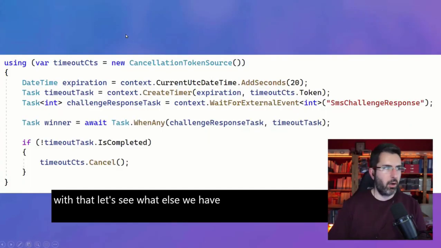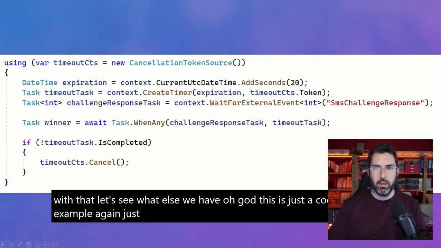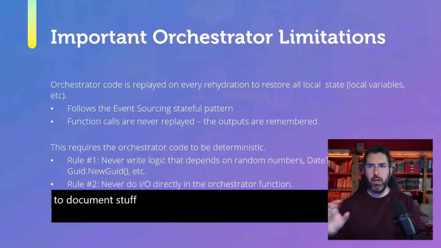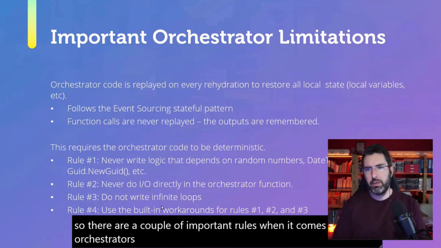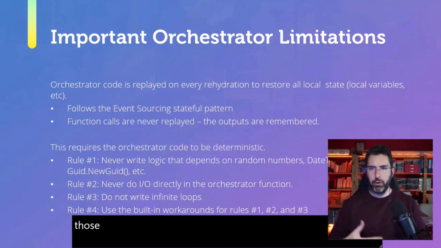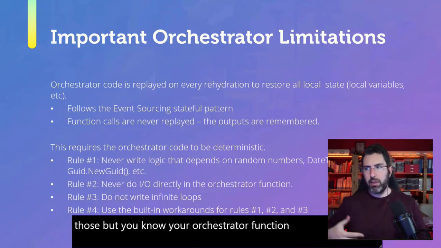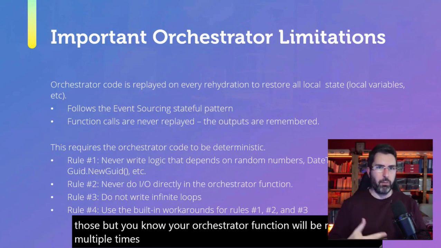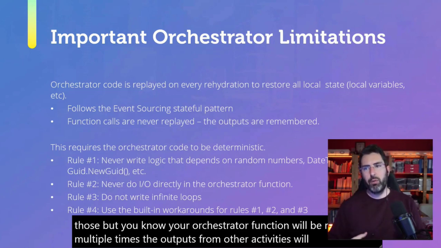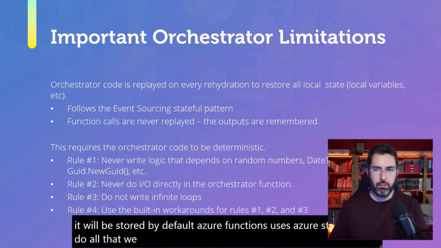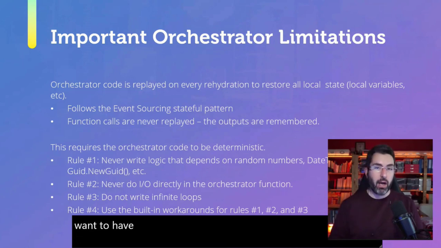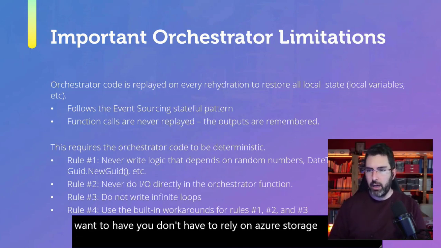Okay, this is just a code example again, just copy paste to document stuff. So there are a couple of important rules when it comes to orchestrators. I kind of mentioned some of those, but your orchestrator function will be replayed multiple times. The outputs from other activities will be remembered, will be stored. By default, Azure Functions uses Azure Storage to do all that. We have alternatives if we want. You don't have to rely on Azure Storage for that, but that's what it comes with by default.